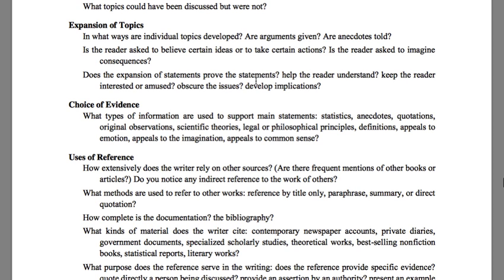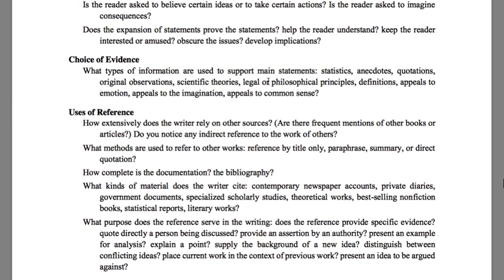Help the reader understand? So when they expand something, if they go on about a particular topic, what's their goal there? What are they doing? Are they trying to prove? Provide support? Are they trying to give you more context to understand? Are they trying to keep you amused or interested? Are they actually trying to obfuscate, confuse you, snowball you so you don't pay attention to what's missing or think about other issues that they don't want you to think about?